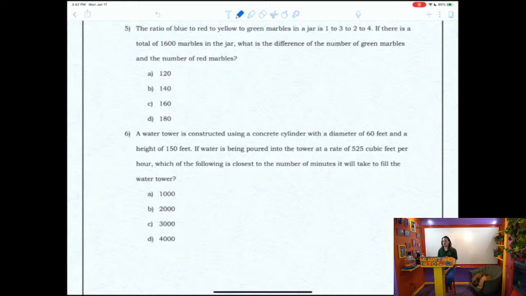Question 6, a water tower is constructed using a concrete cylinder with a diameter of 60 feet and a height of 150 feet. If water is being poured into the tower at a rate of 525 cubic feet per hour, which of the following is closest to the number of minutes it will take to fill the water tower? And again, I'm going to correct the answer selections to number 6 in the first 2 minutes, but go ahead and take 6 minutes to solve. After 2 minutes, I'll start to solve as well to give you some hints.